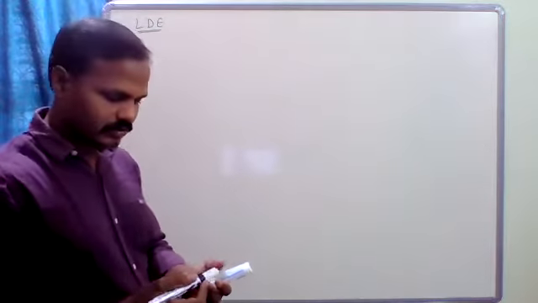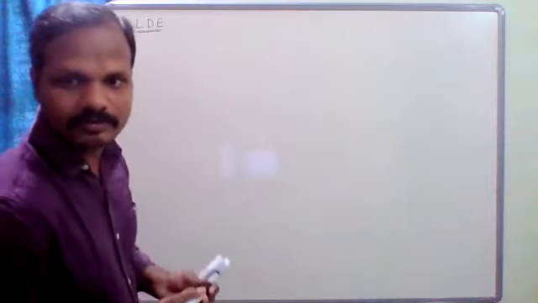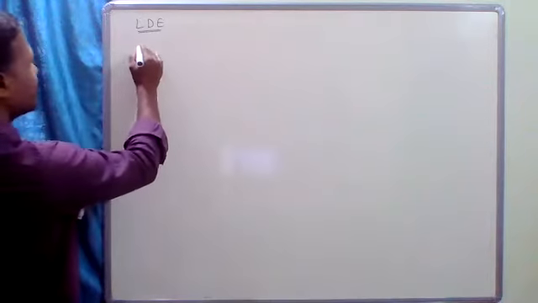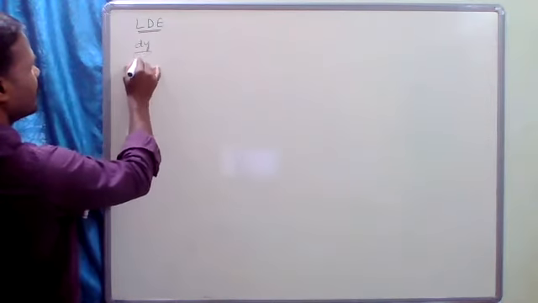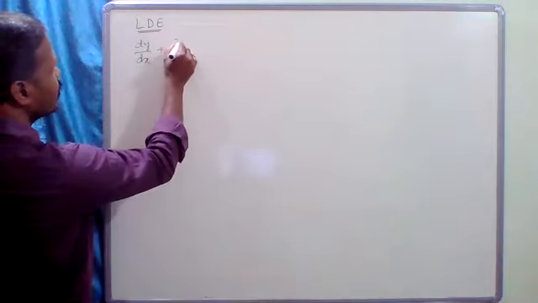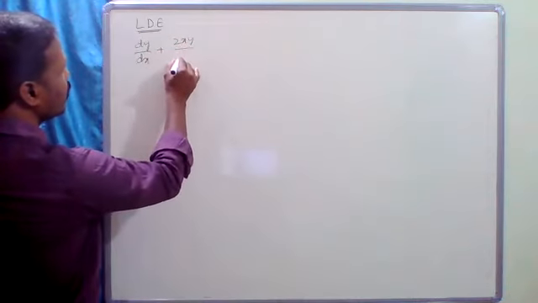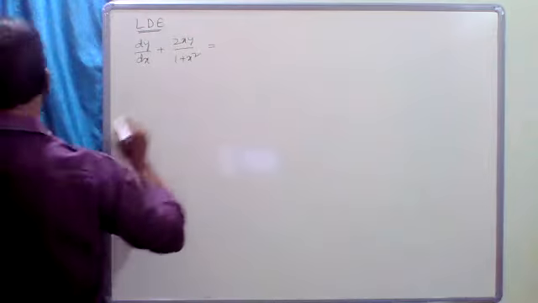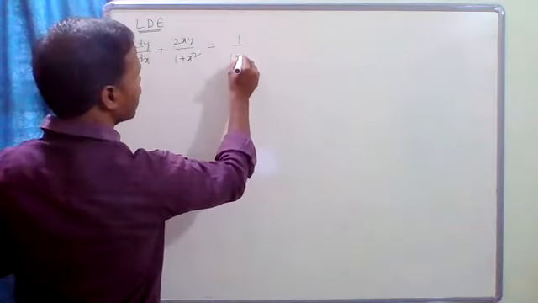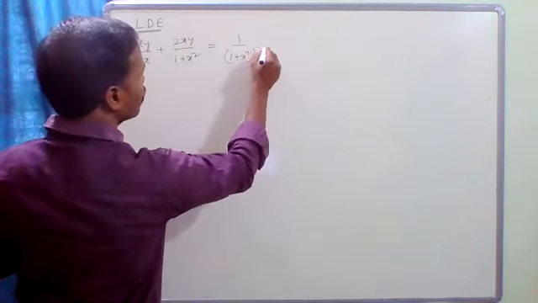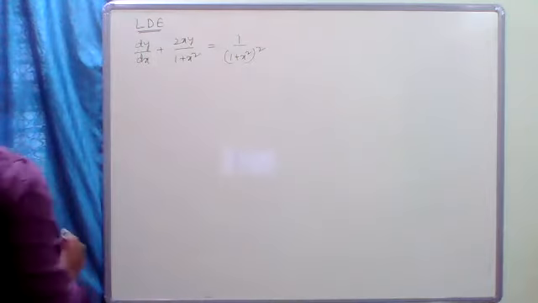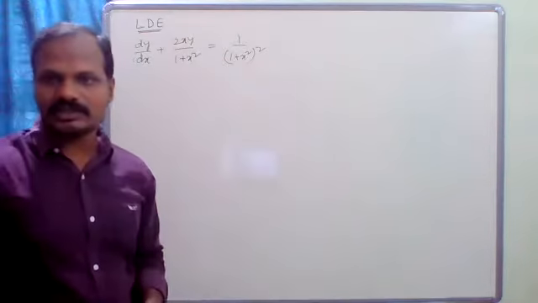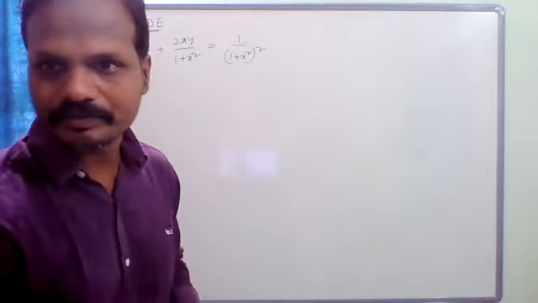Okay, so I will give an example. The problem is dy by dx plus 2xy by 1 plus x square equal to 1 by 1 plus x square whole square. So this is the problem.